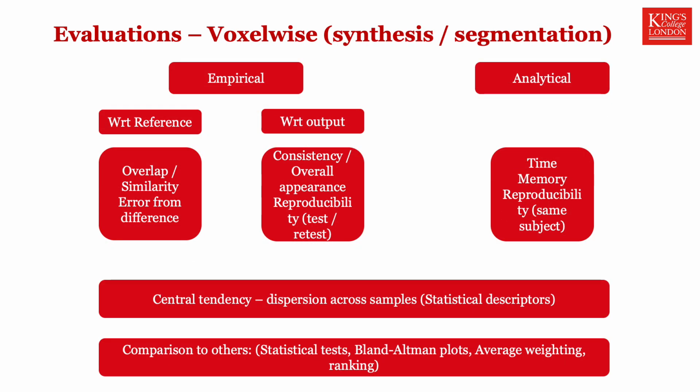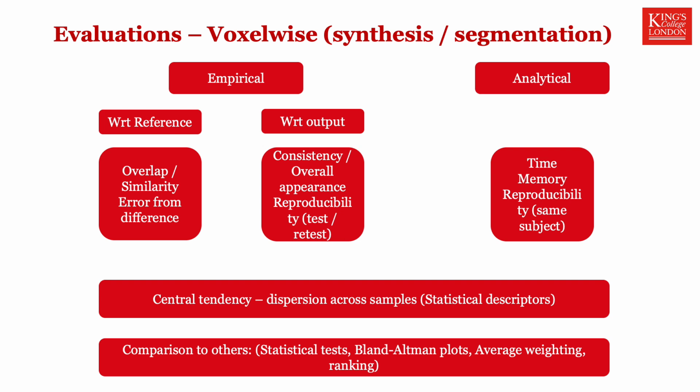So if you move now onto the evaluations that are voxel-wise, such as in the situation of synthesis or segmentation, and you have exactly the same type of evaluation that you may want to do, then you may want to look at different aggregation of your samples, because actually you have a different classification for each and every single voxel of your image. So you may want to look at central tendency and dispersion across samples, and again try to aggregate all the ones that you get over your samples and compare to others.